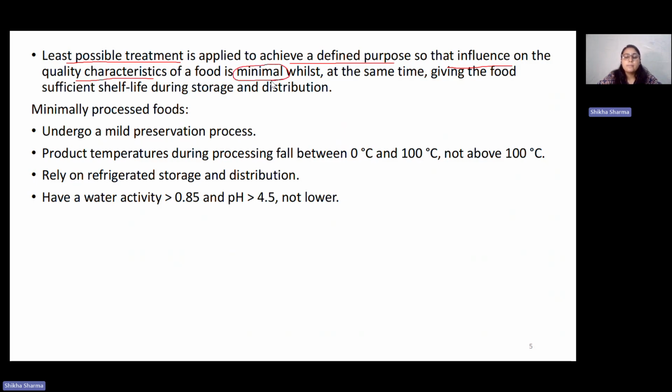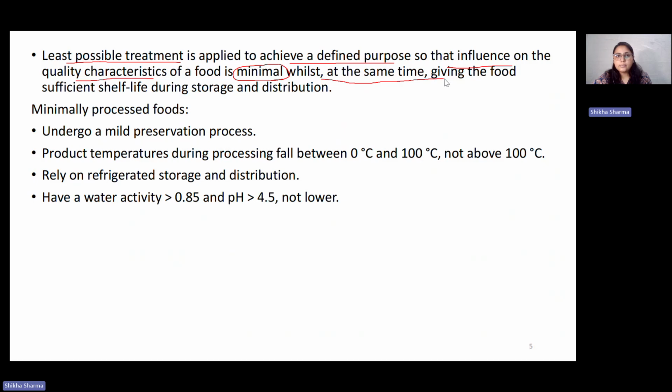So suppose the purpose is that the product should not have certain pathogens, or it eliminates some kinds of pathogens. The purpose is that the food product will not have those particular pathogens or spoilage-causing microorganisms. Along with that, the processing step which we are applying should minimally damage the quality characteristics of the food product. So the food product will be as close as possible to a fresh product.